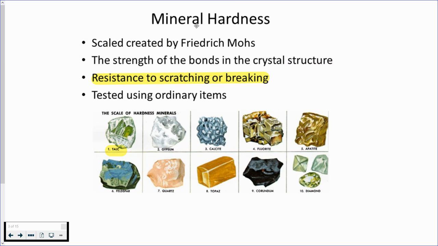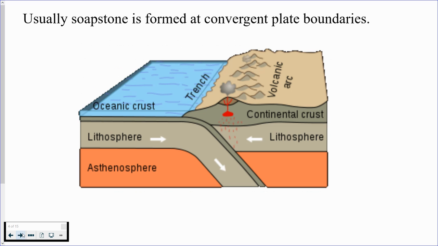And talc is very, very soft. So if we remember our mineral hardness, and hardness is a resistance to scratching, talc is a number one, which is very, very soft, easily scratched with your fingernail. And soapstone is usually formed, and it's a little harder than talc because of its heat and pressure from plates coming together. There's a couple other ways it can form, but that's usually how it forms.